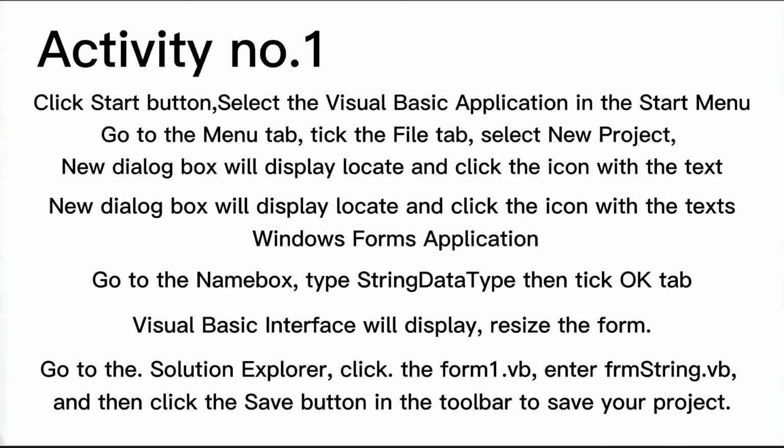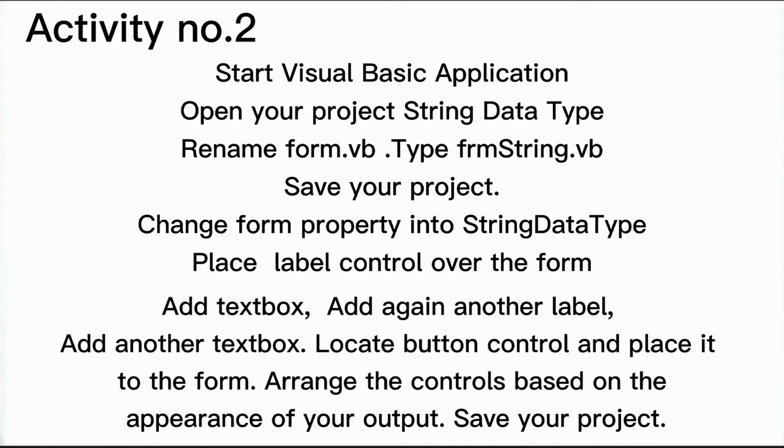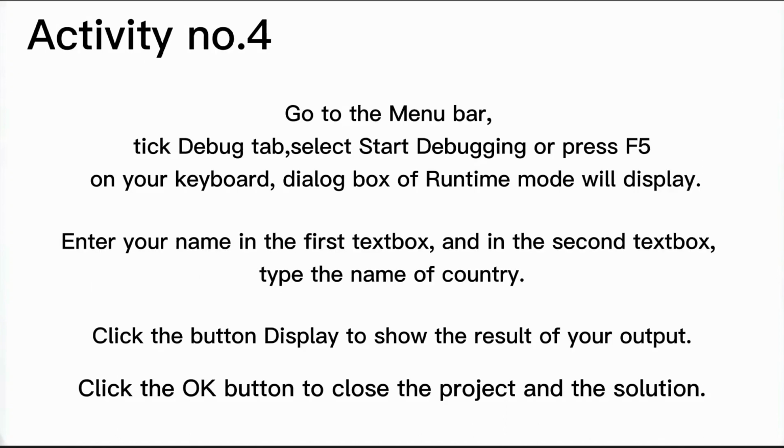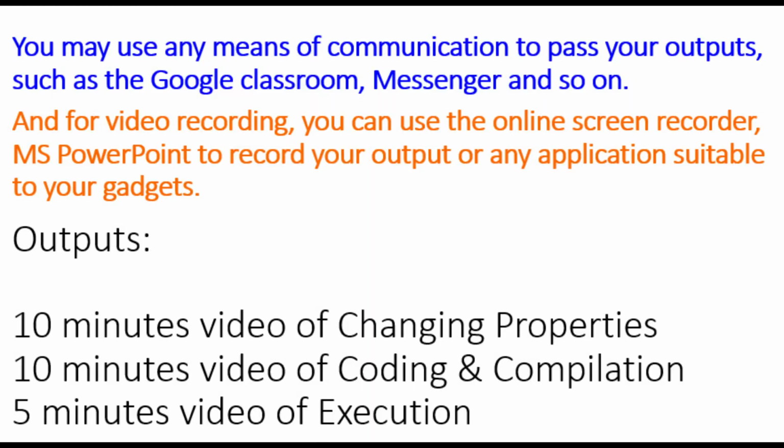And for your activity number 1 to 4, you have to follow the procedures to create your outputs. You may use any means of communication to pass your outputs, such as Google Classroom, Messenger, and so on. And for video recording, you have to use an online screen recorder or Microsoft PowerPoint to record your output, or any application suitable to your gadgets. And these are the list of outputs that you have to submit: a 10 minute video of changing properties, a 10 minute video of coding and compilation, and a 5 minute video of execution.